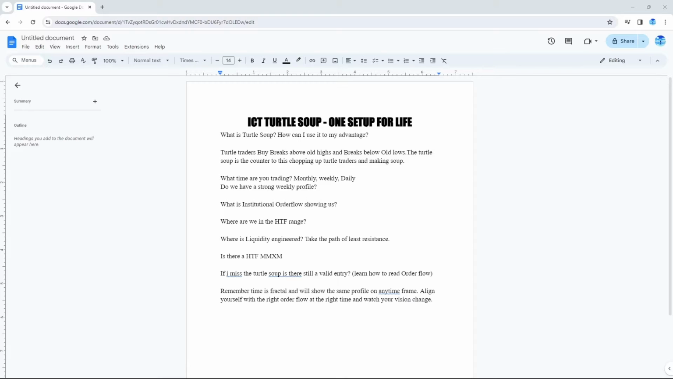So the turtle soup is pretty much the counter to turtle traders. Turtle traders buy breaks above old highs and sell breaks below old lows. With this being the counter, the turtle soup pretty much chops up the turtle traders and makes them into a soup.